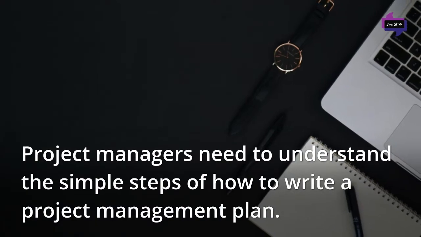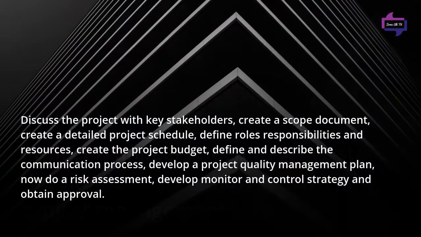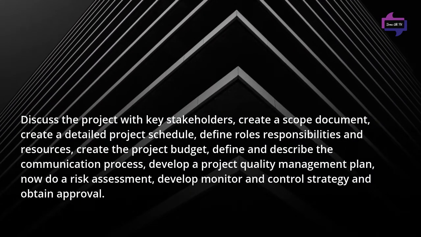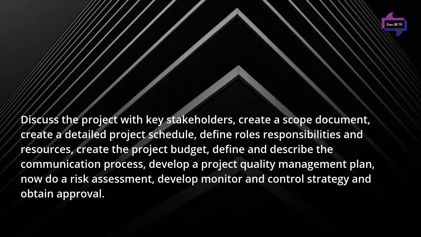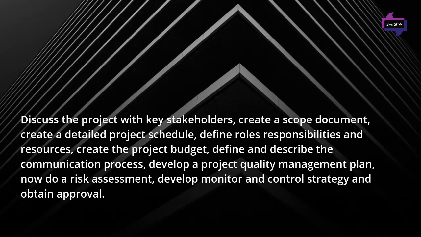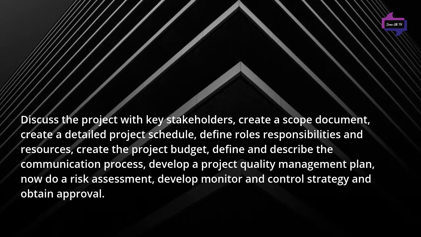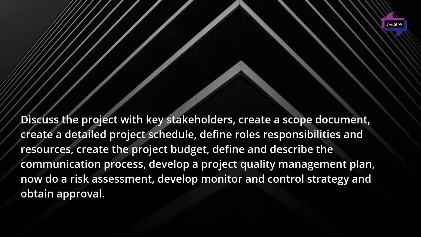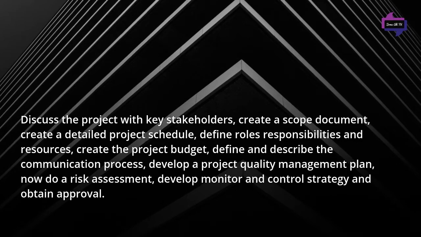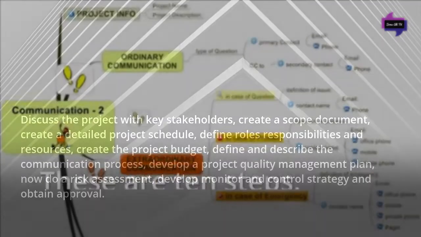Project managers need to understand the simple steps of how to write a project management plan. Discuss the project with key stakeholders, create a scope document, create a detailed project schedule, define roles, responsibilities, and resources, create the project budget, define and describe the communication process, develop a project quality management plan, do a risk assessment, develop a monitor and control strategy, and obtain approval.